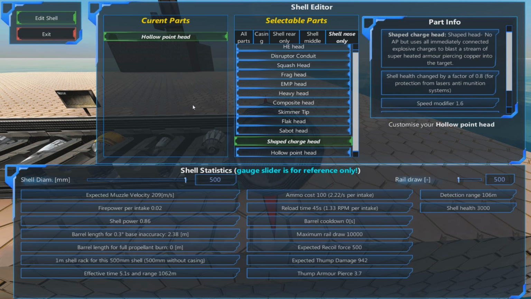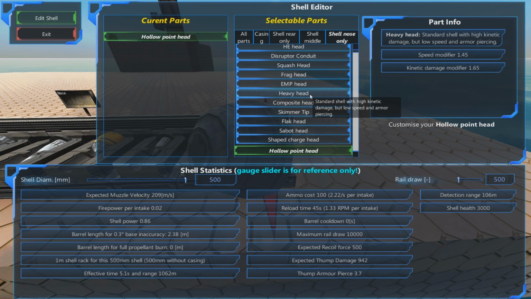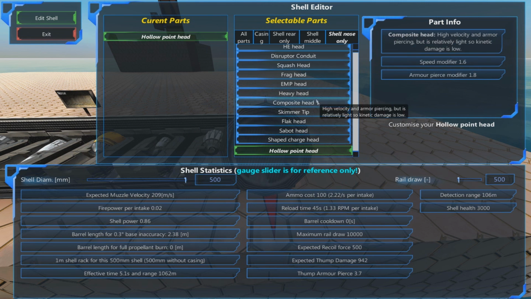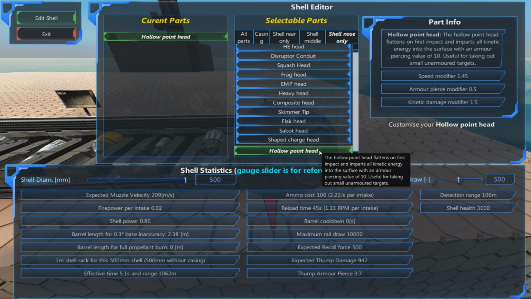So, lastly we have the hollow point head, which is one of my favorites. I guess there's 5 kinetic heads, if you count heavy head, composite head, skimmer tip, bow head, and hollow point. So, what this thing does is that it flattens on first impact, imparts all kinetic energy into the surface with an armor-piercing value of 10. That's a lie, that's been updated. Useful for taking out small and armored targets. That is also a lie. It is great against a lot of things if you set it up right.